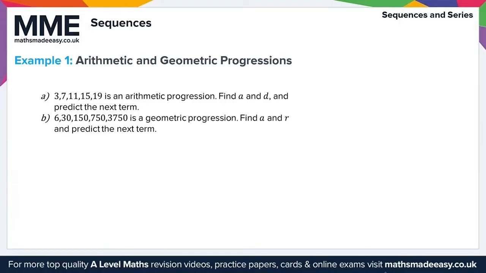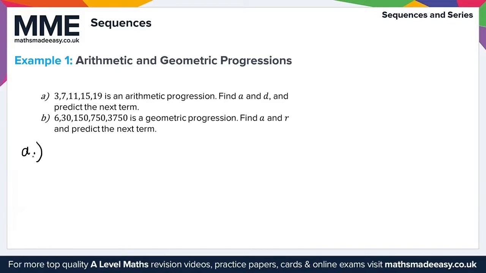Example 1 here on sequences is taking a look at the arithmetic and geometric progression. And we've got two parts to this example 1 here. We've got part A where we're given an arithmetic progression and part B where we're given a geometric progression. So let's start with part A here.